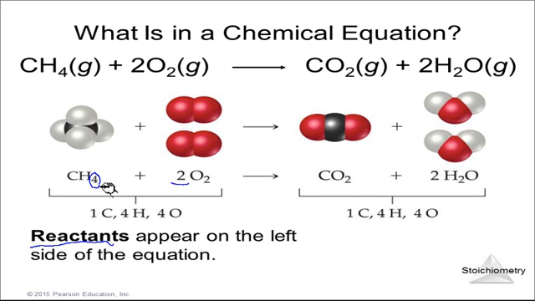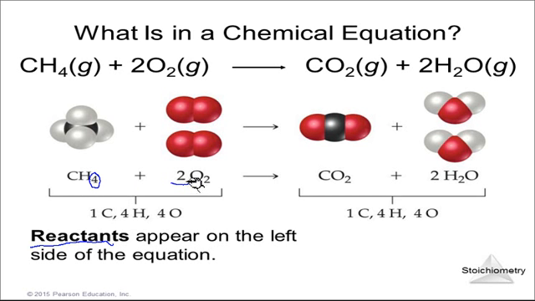The subscripts are going to tell us how many of each element are in a given molecule. So for example, this CH4 contains 4 hydrogens linked to a single carbon, so 1 is implied when there's no number.